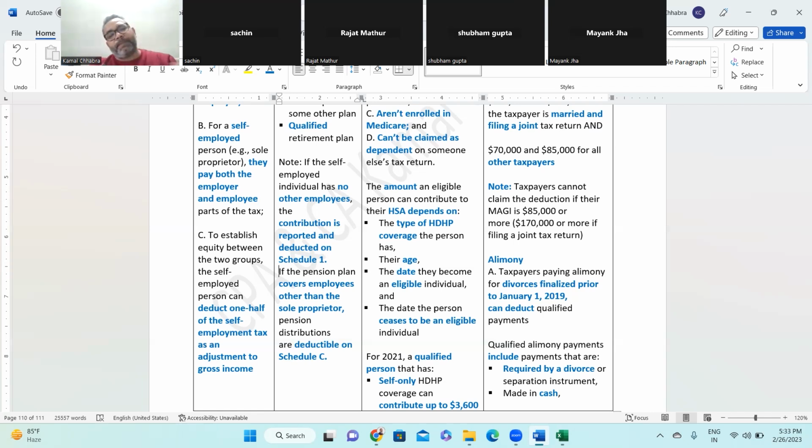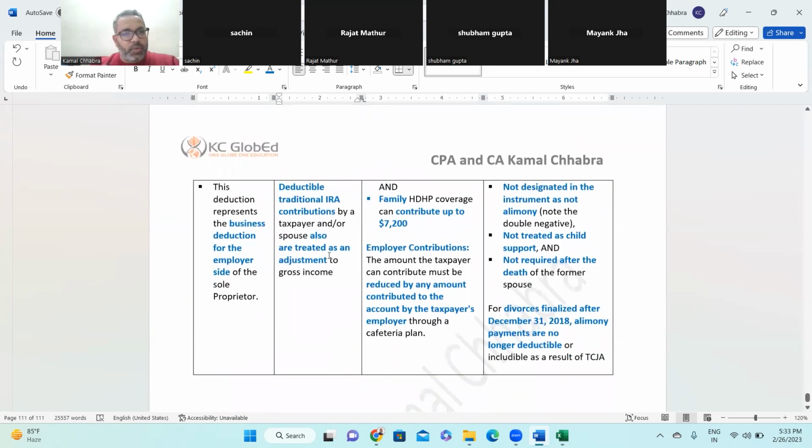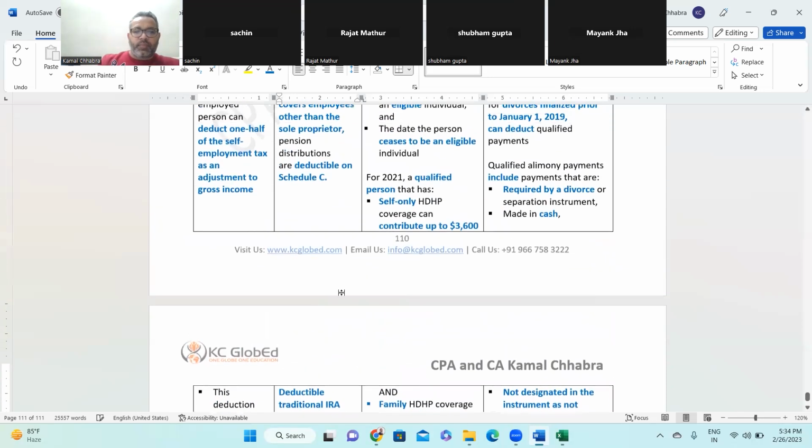Any doubt? So far, so good? Yes. Deductible traditional IRA contribution by a taxpayer and or spouse is also treated as an adjustment to gross income. So similar to IRA or deductible IRA.